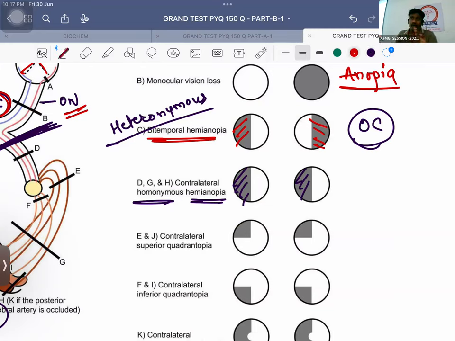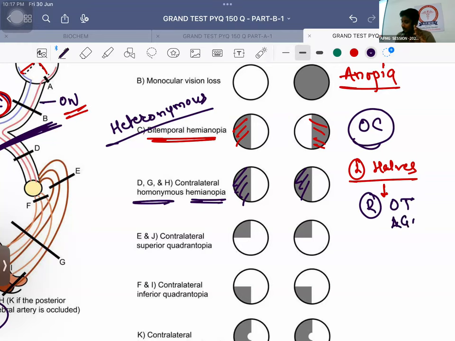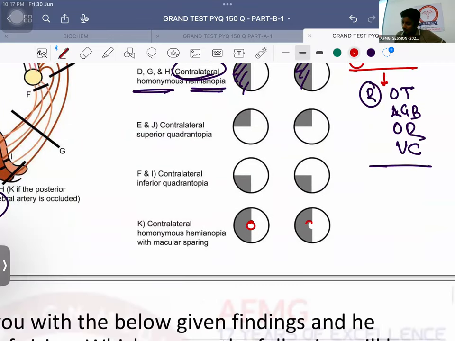Important. If vision loss is in the left halves of both the eyes, that means the lesion will be in the right optic tract, right lateral geniculate body, right optic radiation, or the right visual cortex. Below the optic chiasma, it will always be contralateral. Always remember this. And if they say hemianopia with macular sparing, then it is due to damage at the level of visual cortex. No issues with this.